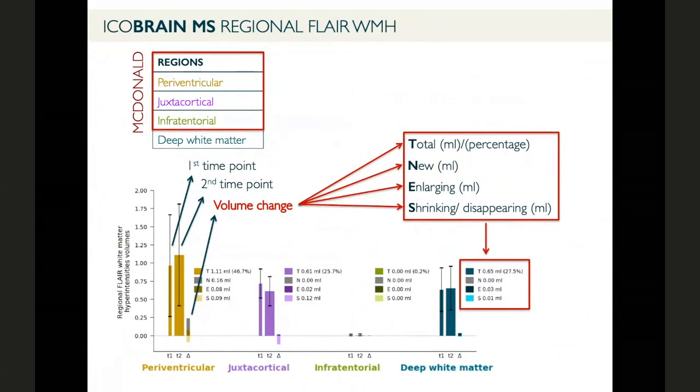So in this graph, we can easily see the entire lesion evolution going on in the patient's brain. The first line indicates the first time point, the second line, the second time point or the current time point, and then we have the volume change. As mentioned, because of the dynamic nature of MS lesions, we break this down into new, enlarging, and shrinking. And this really helps you to see what is going on. For example, we can see that there is a slight increase in the paraventricular lesions, a slight decrease in the juxtacortical, whereas the infratentorial and the deep white matter lesions are pretty stable throughout time.